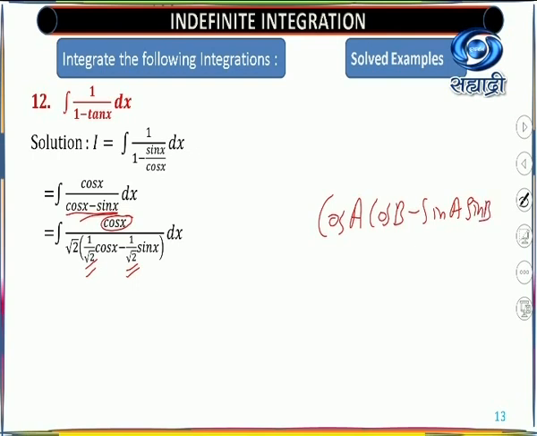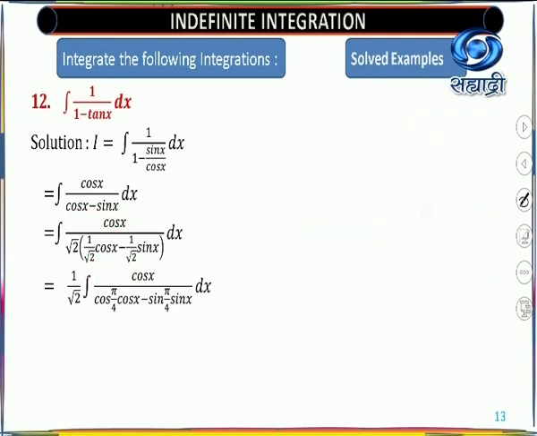So look at here, we'll substitute that value. By substitution, you will get this as 1 upon root 2. As usual, it is a constant, so it is outside. And from that, you will get integral cos x upon cos pi by 4, because that value is 1 upon root 2, into cos x minus sin pi by 4 into sin x dx. Now this is the expansion of cos of a plus b. So what will you get? 1 upon root 2 integral cos x upon cos of x plus pi by 4 dx.